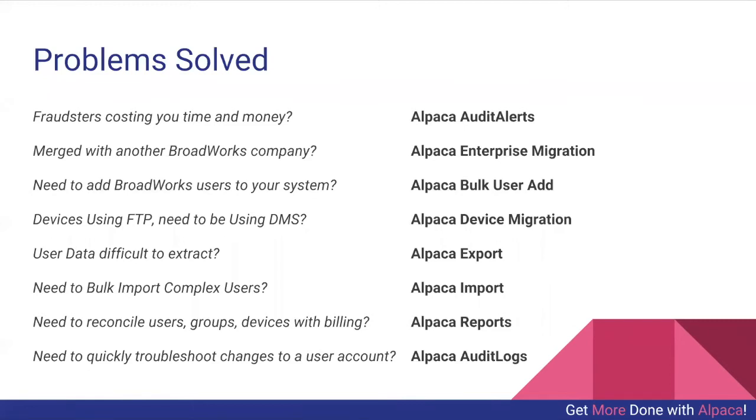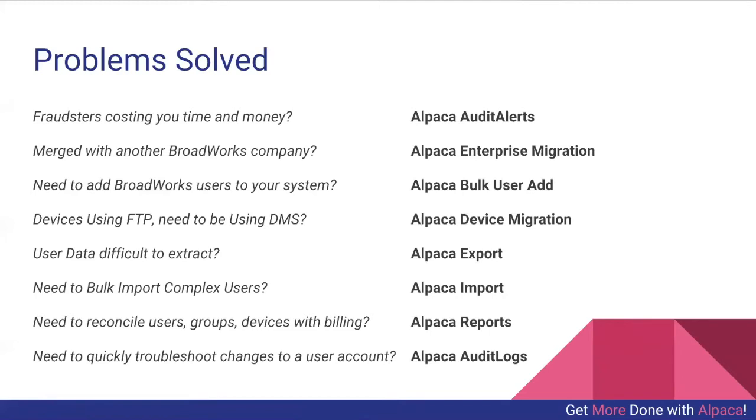Let's say you need to reconcile users, groups, devices for billing. Maybe you need to provide a report to the customer to say, hey, these are your users, or these are your user services. Maybe you need to track down exactly which user or set of users is using some set of features. Maybe you're low on some license or another, and you want to be able to look at that stuff. Well, Alpaca Reports provides a number of different ways to, again, slice and dice that data so that you can see what is in your BroadWorks, and it can be used across multiple clusters also.